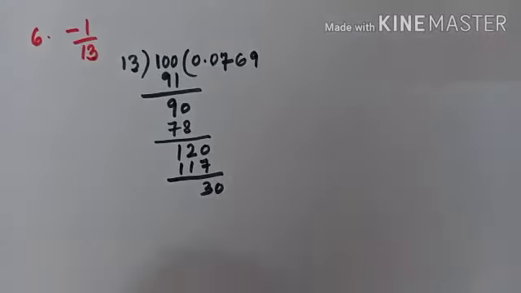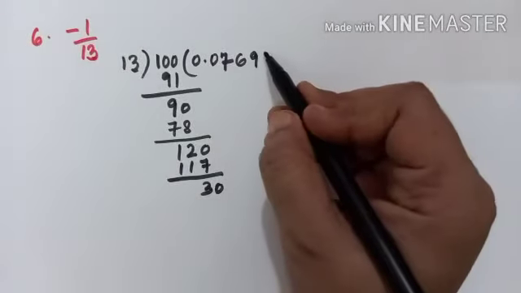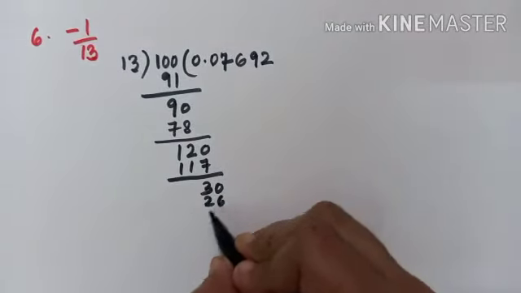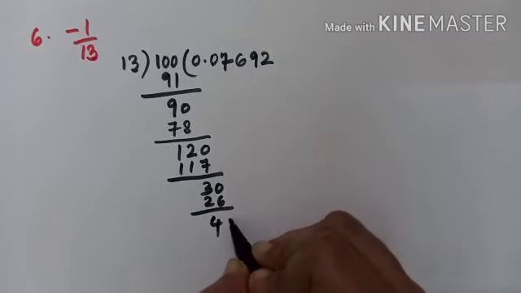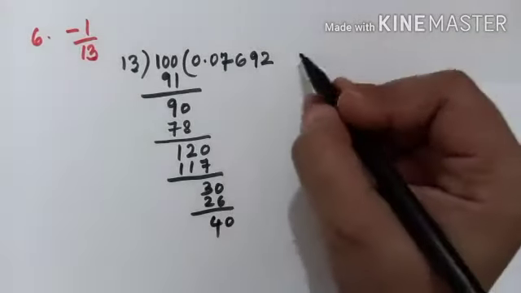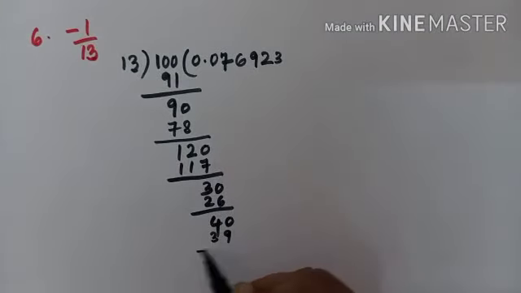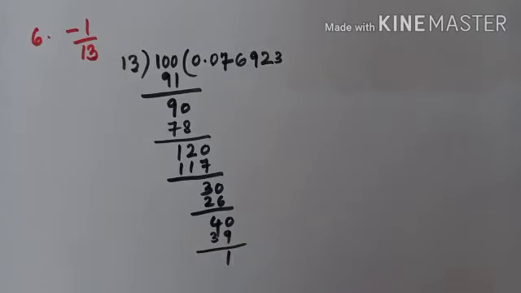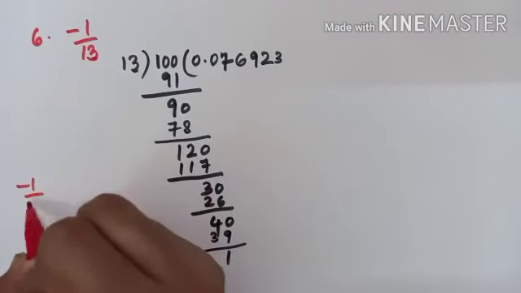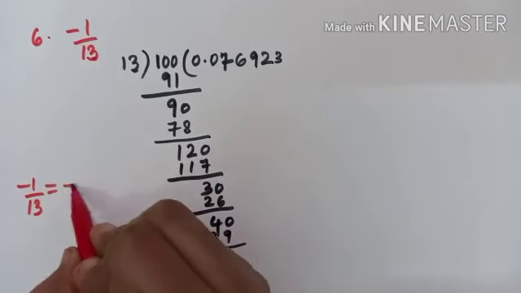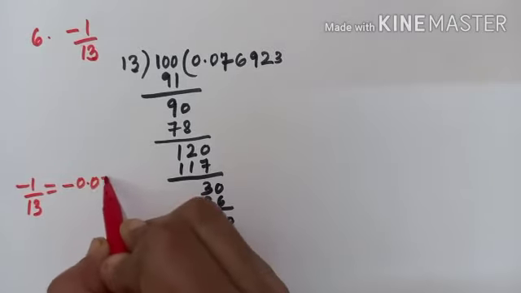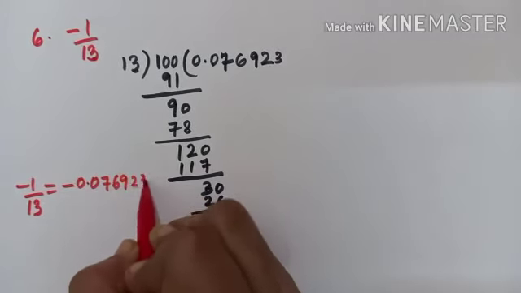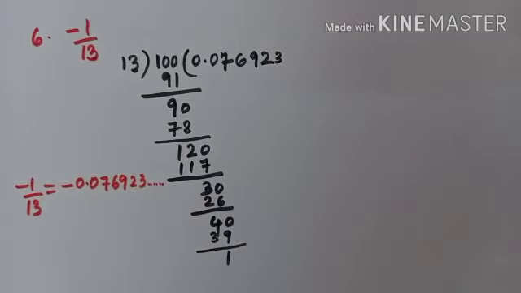Okay, one more 0 here. Then in the 13 table, when 30 will go, 13 2s are 26. Okay, so 4 is remaining. Then again add one more 0. Then 13 3s is 39. Then 1, then again add one more 0, it is just going on. Okay, so let us just stop over here. Now your answer is minus 1 by 13. The decimal expansion is minus 0.07693 and so on. Okay, so this is nothing but non-terminating.